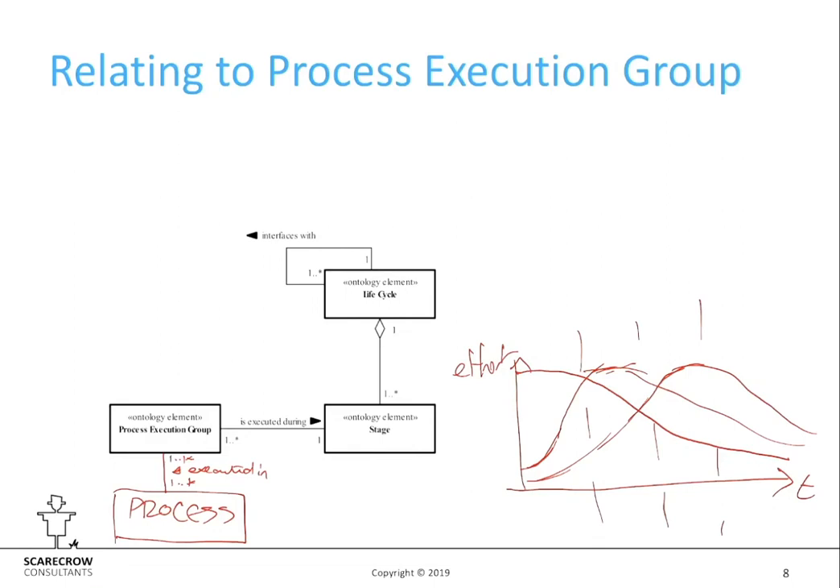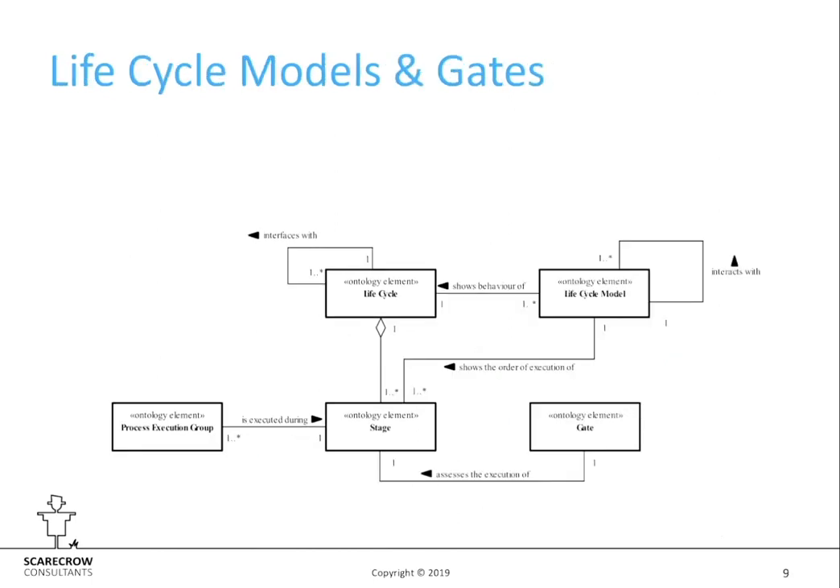Okay, so this is how the process and the life cycle tie in. It ties in through this concept of bundling processes together into things called process execution groups that get executed during a stage. Okay, so we're going to extend it a little bit more now.